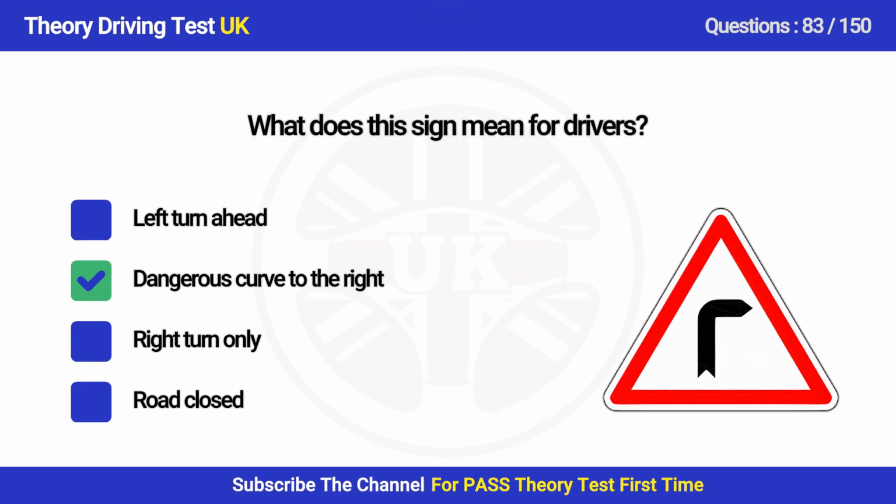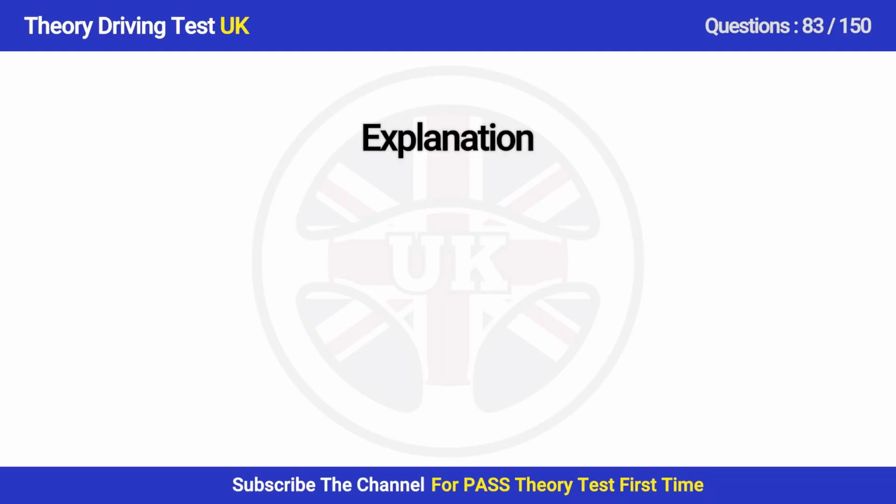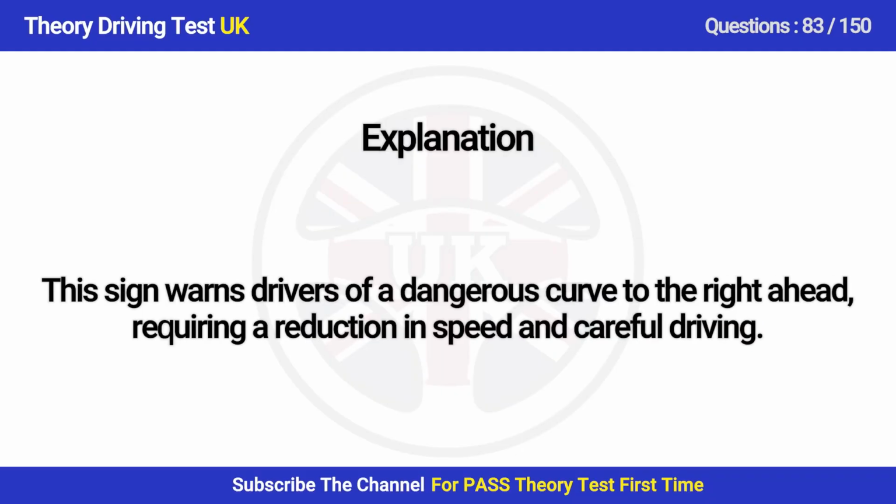Answer is B. Dangerous curve to the right. This sign warns drivers of a dangerous curve to the right ahead, requiring a reduction in speed and careful driving.